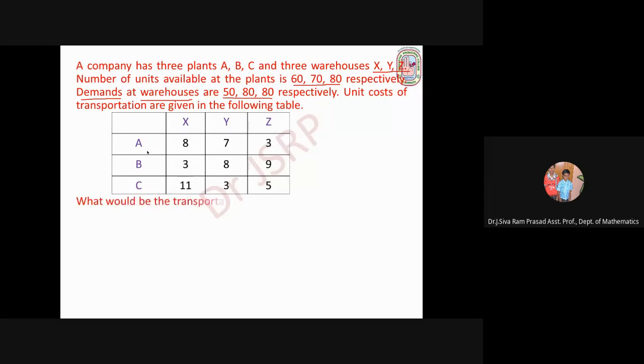Next, what would be the transportation plan? And give the minimum distribution cost. Okay, right. So there are 3 plants, A, B, C. So these are origins. And 3 warehouses. Warehouses means destinations.